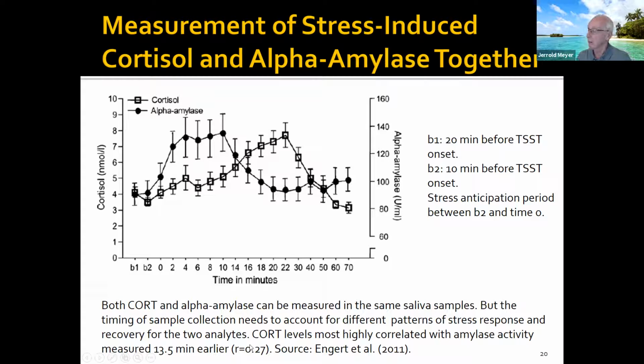So you would think about, and you'll see in the literature, I mean, you don't have to look at this graph and figure it out on your own. If you look in the literature, you'll see what various researchers have done in terms of their timing of saliva collection to try to optimize as best they can the measurement of both biomarkers.